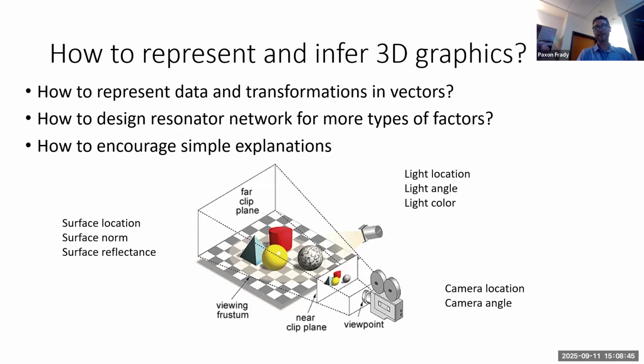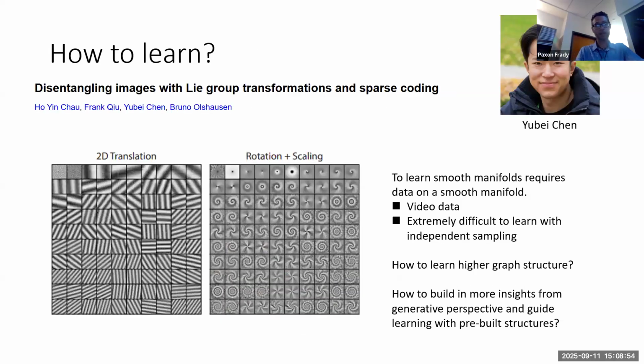But to go to 3D, we need 24 factors all of a sudden, or more. So it's a lot more complicated, but maybe there's some hope. And then there's just a general question about learning.